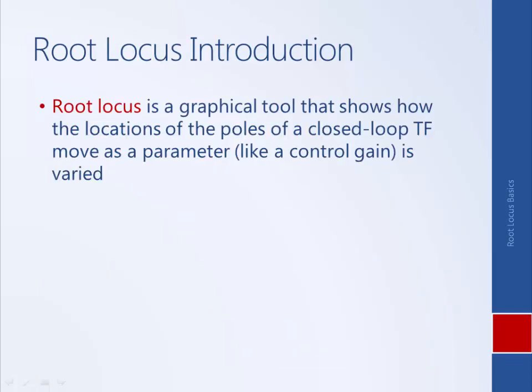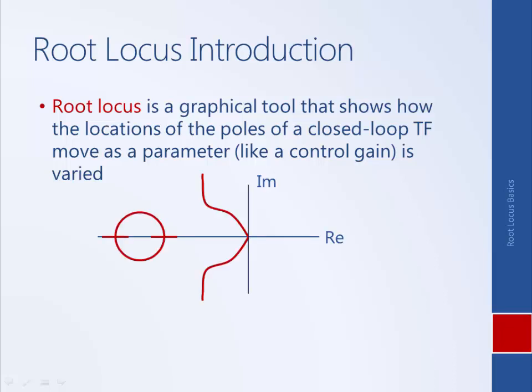So the root locus is basically a graphical tool that shows how the closed-loop poles of a transfer function move as a parameter, which is usually a control gain, is varied. And so here's the complex plane, and this picture is a root locus. And these red lines show all of the locations of the closed-loop poles of a given transfer function.